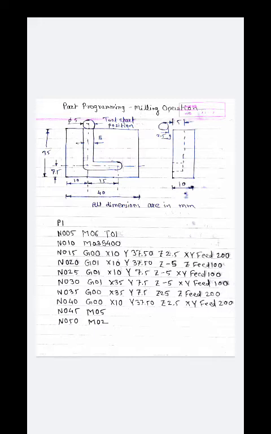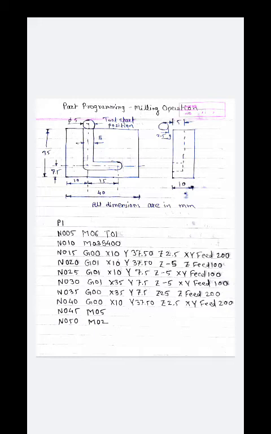Now we are going to retract our cutter. The next instruction we are supposed to give to the machine is N035, G00, X35, Y7.5, Z2.5, Z feed 200 per minute. That is, it is going to retract to a position above the workpiece.